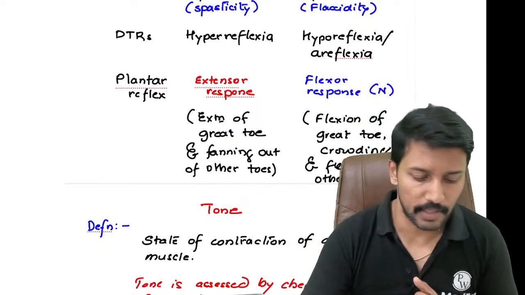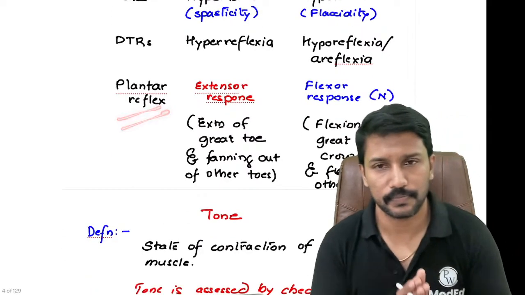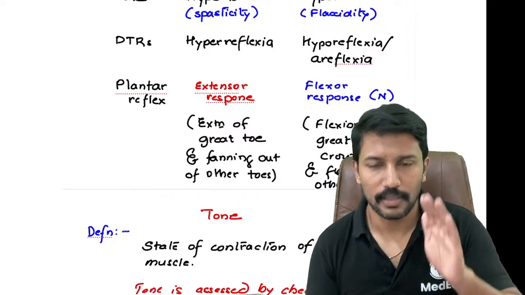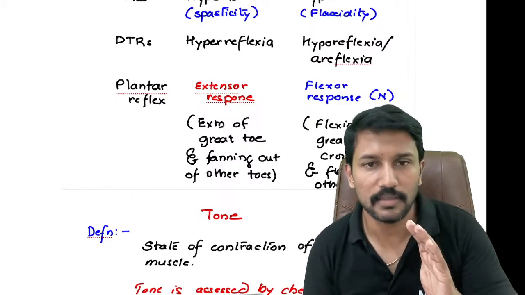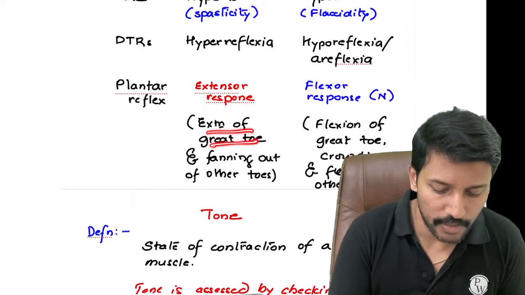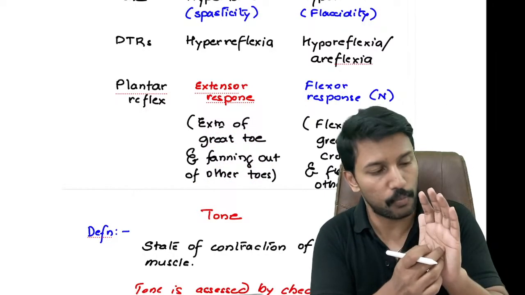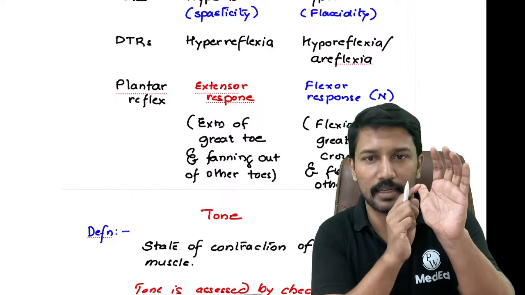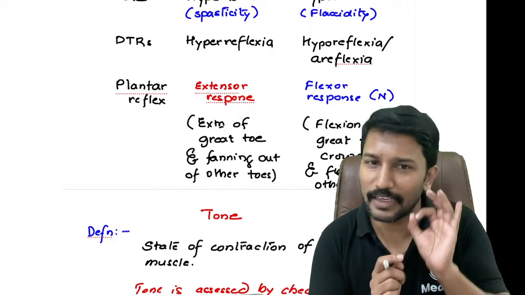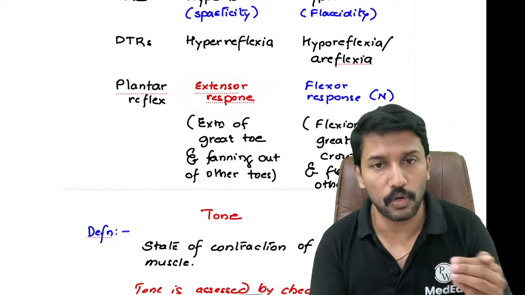There is a third feature that will help us differentiate between UMN lesion and LMN lesion. That is the plantar reflex, the Babinski reflex that you study. In case of damage to the upper motor neuron, when you try to elicit the plantar reflex, it becomes an extensor response. Now what is there in the extensor response? Extension of the great toe and fanning out of the other toes. So if there is damage to the upper motor neuron, the great toe becomes extended and the other toes become fanned out. That is the response. This is actually an abnormal response, which is seen when there is damage to the upper motor neuron.